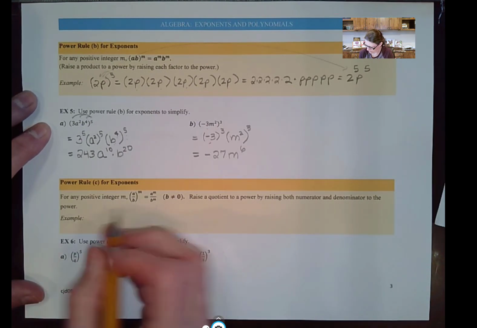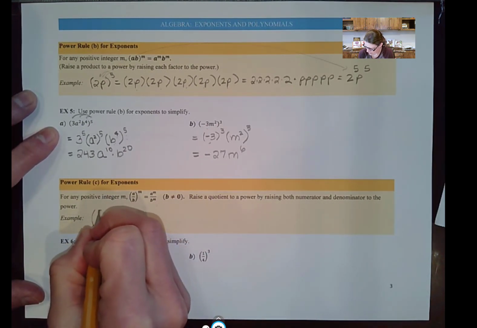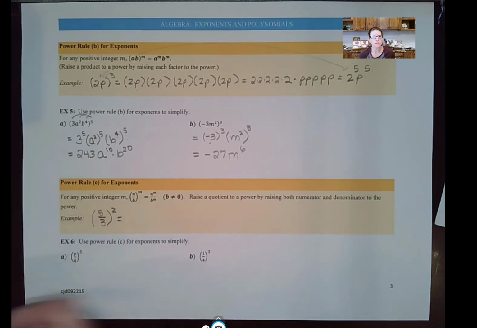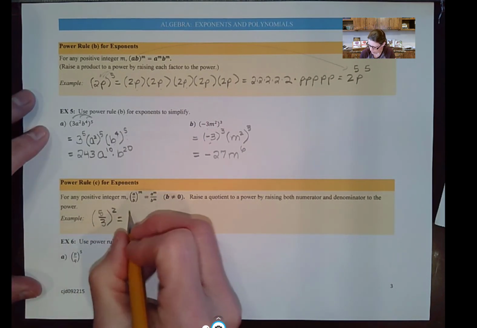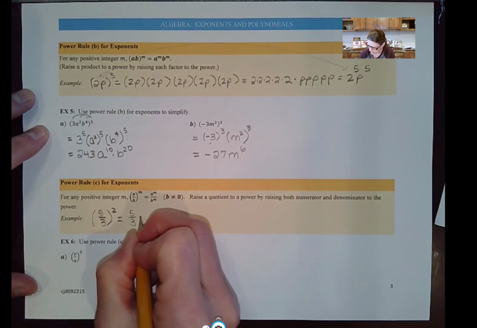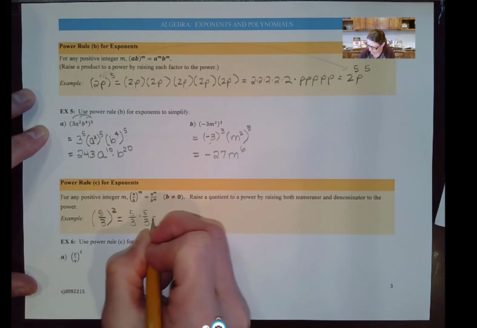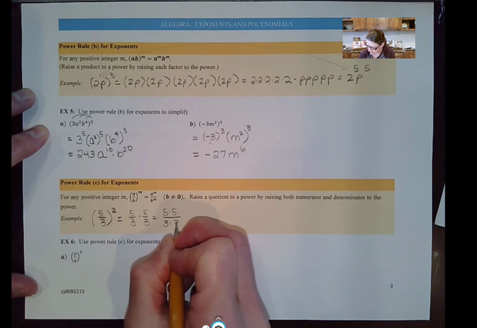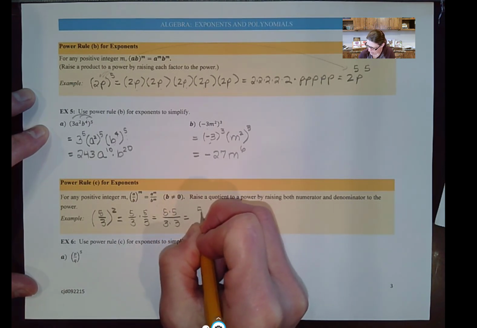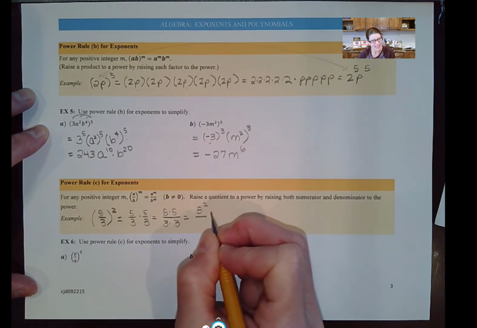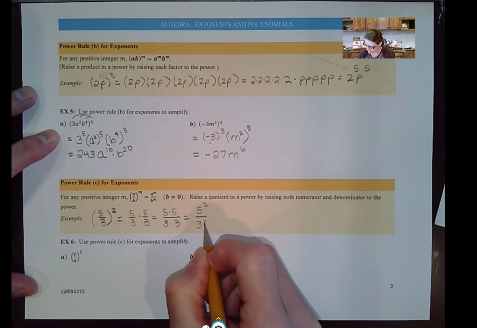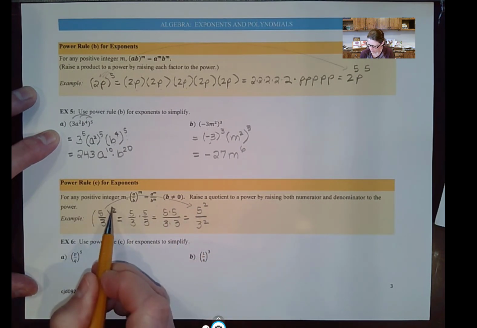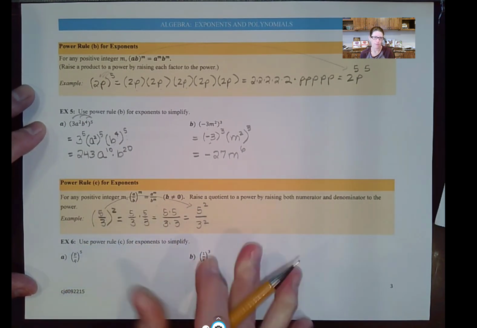For example, if we have the fraction 5/3 squared, disregarding this rule, we would know what to do, wouldn't we? That's 5/3 times 5/3. And we know to multiply in the numerator and multiply in the denominator. And if we convert that right back to exponential form, we would write this as 5 squared over 3 squared. And that's all that this power rule C is saying. You know, we can apply that exponent to both the numerator and the denominator.